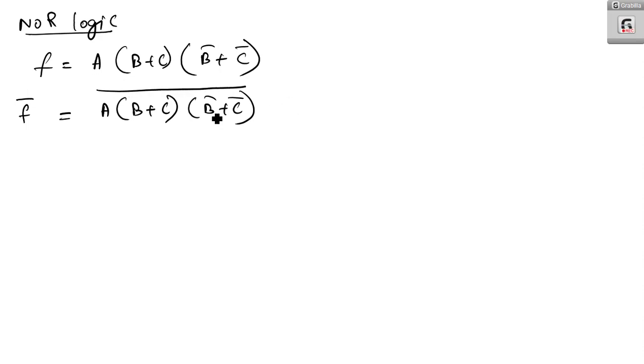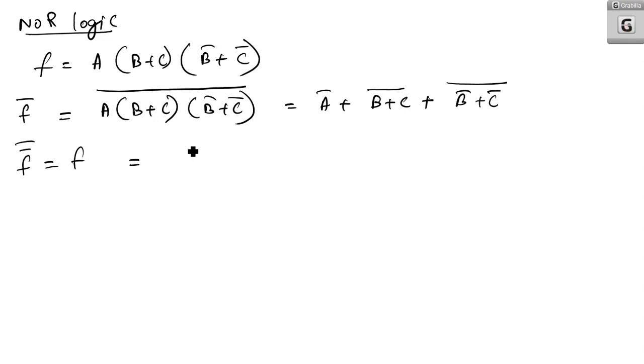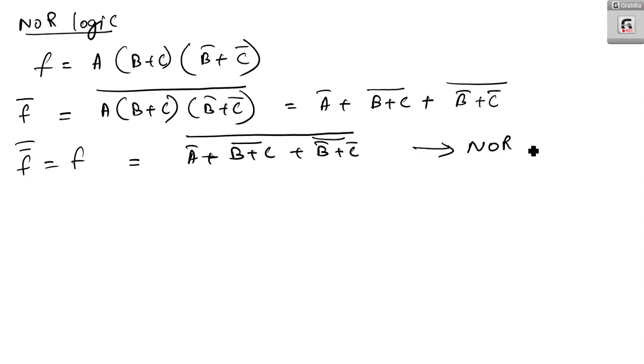What is it? That is A bar or B or C, the whole bar, or B bar or C bar, the whole bar, according to De Morgan's law. So F bar, that is F, is given by A bar or B or C, the whole bar, or B bar or C bar, the whole bar. So this is basically in NOR form representation.